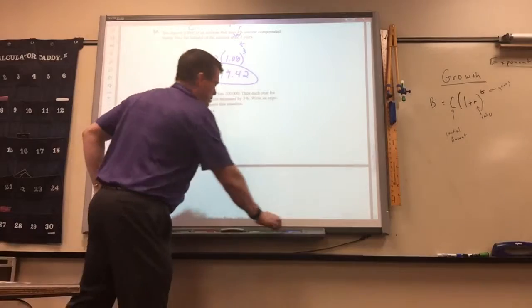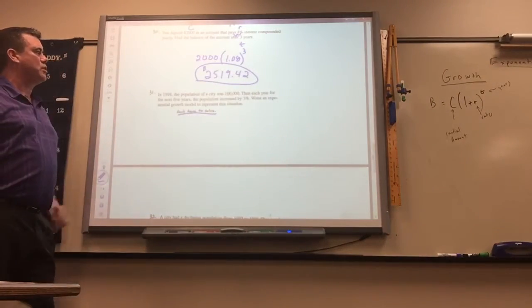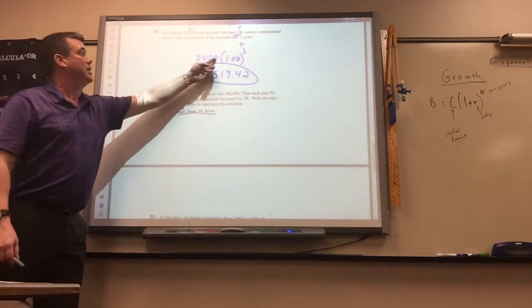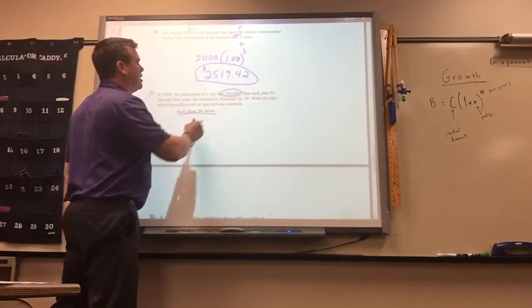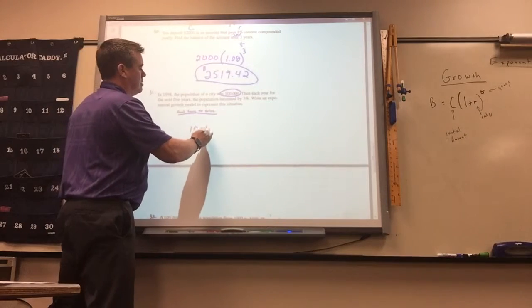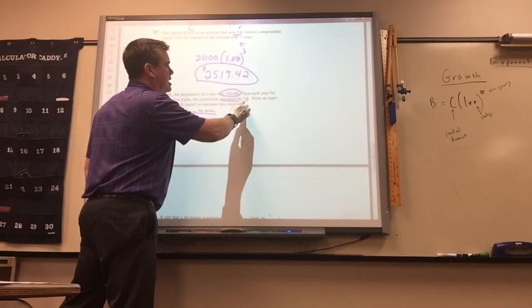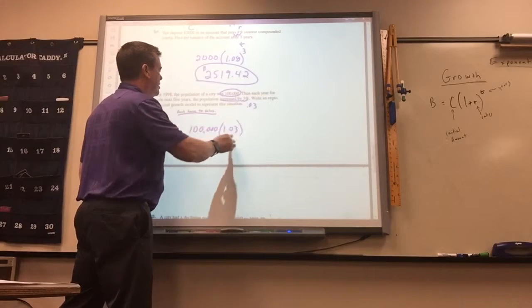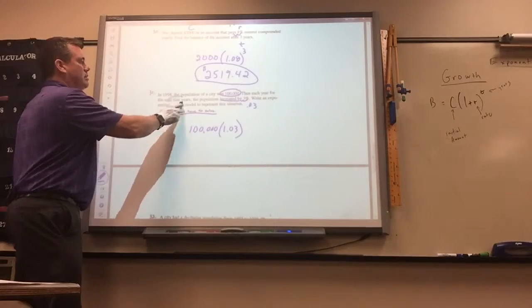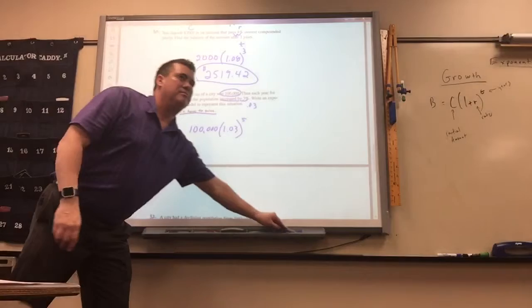Then this one, you notice you don't have to solve. All you gotta do is write the growth model, just like we did here. So here's the initial times, it's increased 3%, which is 0.03. So that'd be 1.03 raised to the 5th.